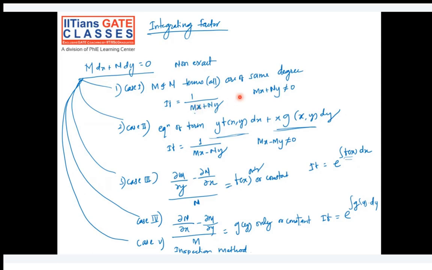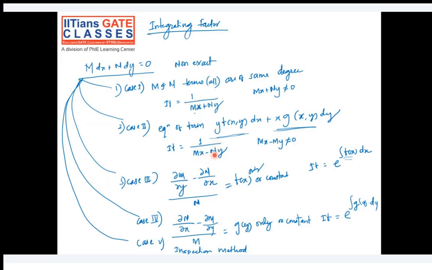Second case, if the equation is of the form, let's say from m you can take y common, so you can write y f of x comma y dx, and from n if you can take x common, so you can write n as x times g of x comma y. Under this situation, or in these types of cases, 1 upon mx minus ny is the integrating factor. So don't get confused: 1 upon mx plus ny in the first case, 1 upon mx minus ny in the second case. Again, as I'm saying, it is m multiplied by x minus n multiplied by y.